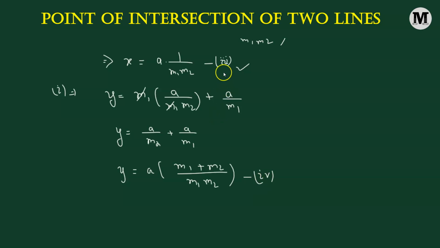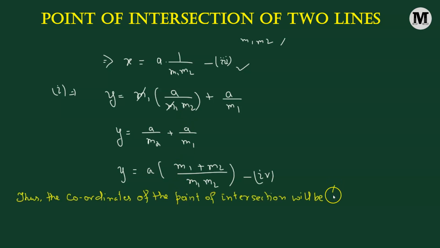So we have obtained the value of x and the value of y. Now we have the coordinates of the point of intersection. The x coordinate is going to be a over m1 times m2, comma, the y coordinate, which will be a multiplied by (m1 plus m2) divided by m1 times m2. So that's going to be the coordinates of the point of intersection.